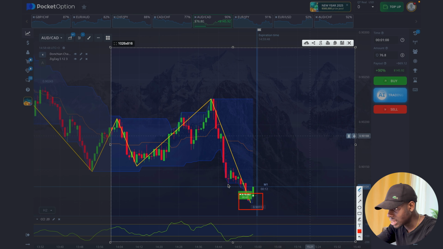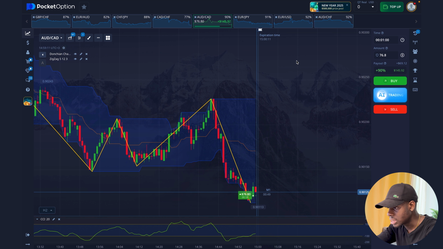So after this zigzag update and this move downwards, we also see the CCI exiting the oversold zone. Everything is literally pointing to an upward increase in the next candle or two. This was a perfect entry and a perfect example of this.